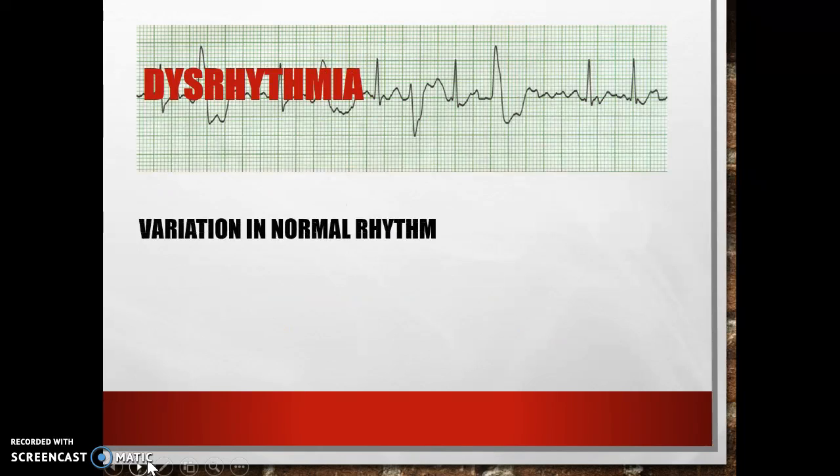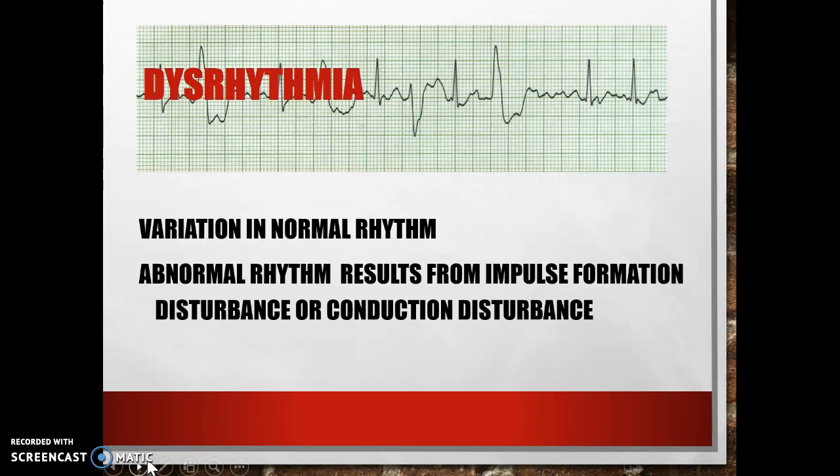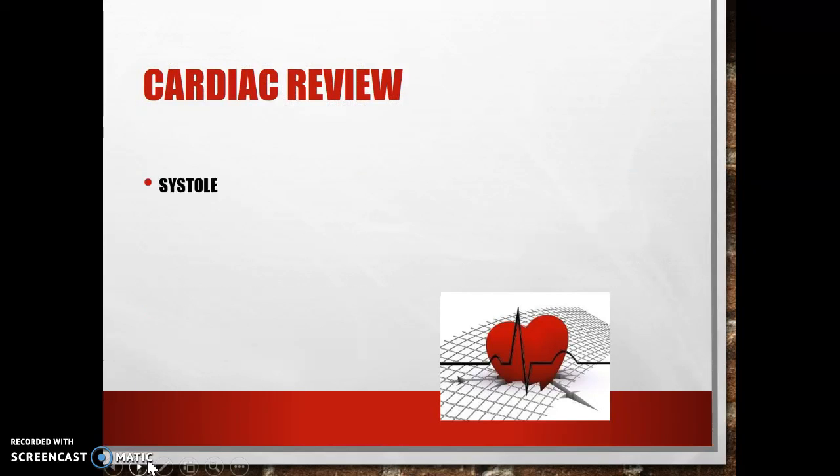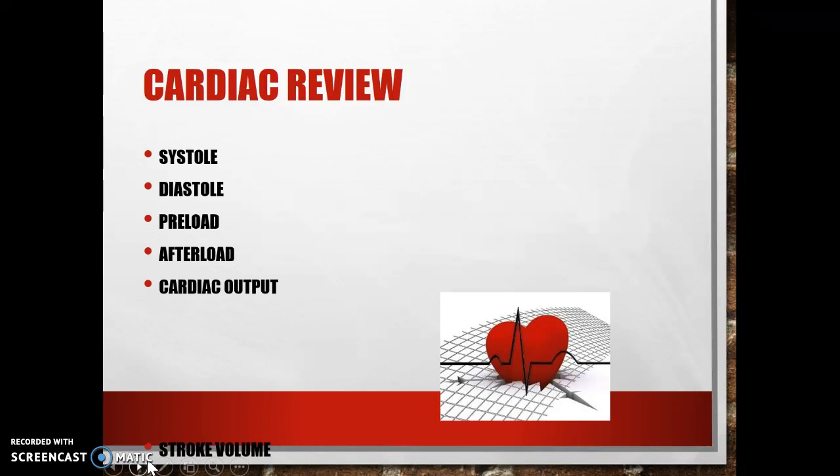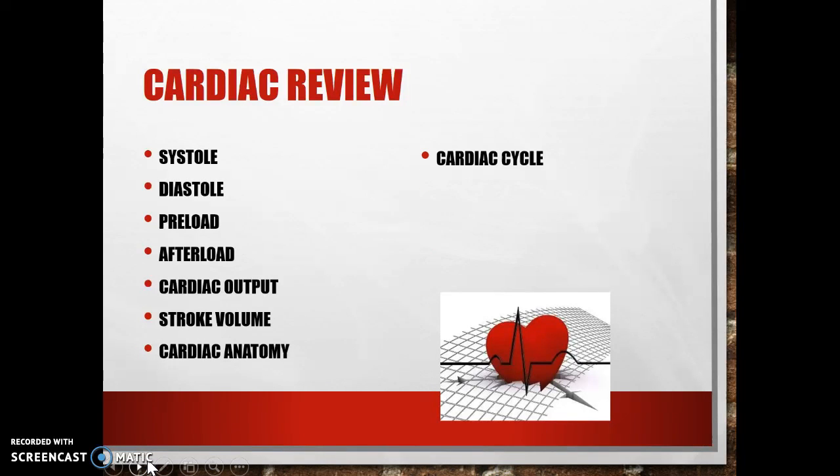And so dysrhythmia, what is it? It's just a variation in normal rhythm. You already know about normal, regular, and irregular and that sort of thing. An abnormal rhythm results from an impulse formation disturbance or a conduction disturbance. I know you've had this before, but I am going to review it just a little bit. These are some words I want to make sure that you understand because we will be referring to them, and I'm not going to be going over the actual definitions of these because you should know them, okay?